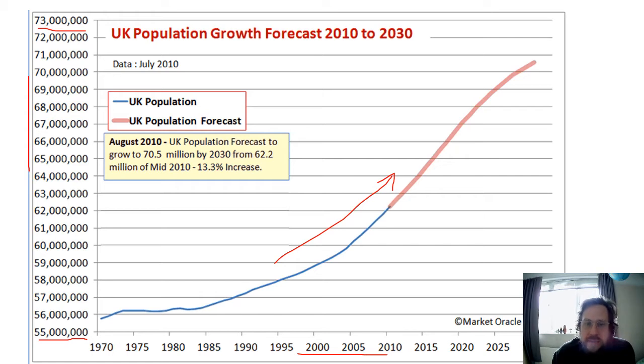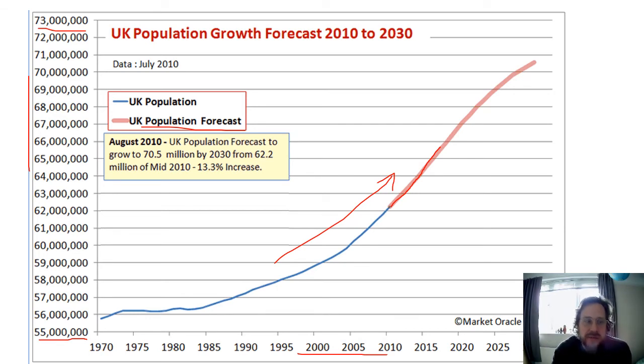There's some extra information on here. We've got a population forecast. So any of this red line is what they predict the population to do. That's because they don't have the data yet. And in August 2010, we've got some extra information saying the UK population is forecast to grow to 70.5 million by 2030. So, what we need to do is think about how would we analyse this graph.